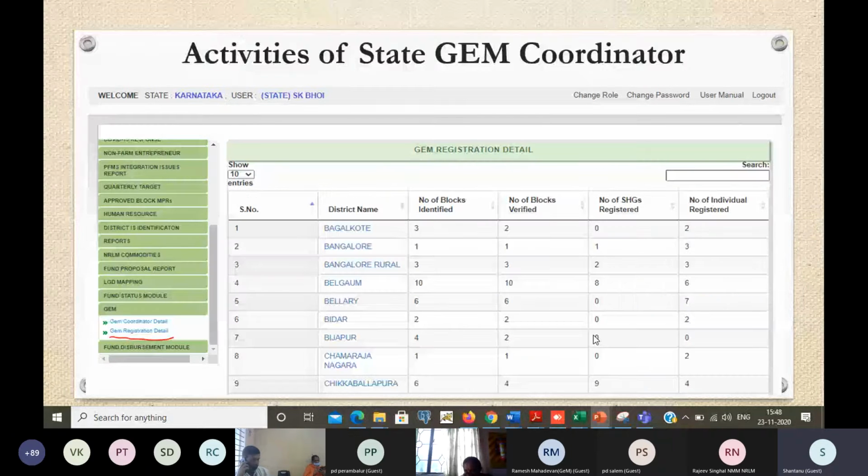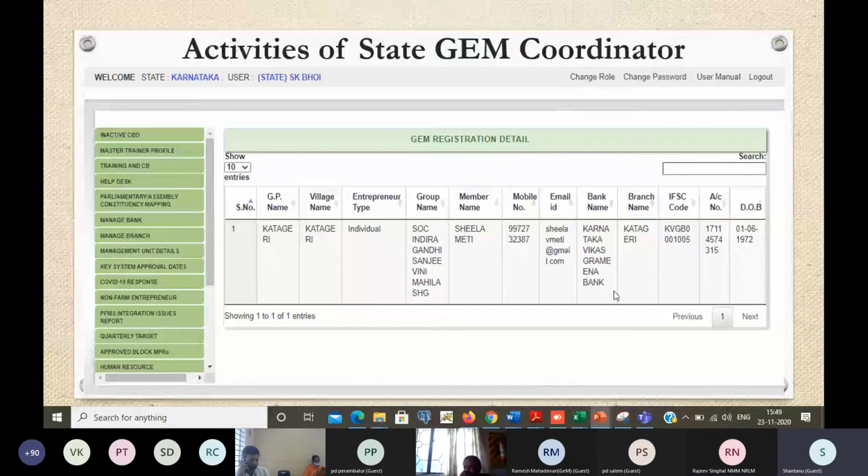Similarly, at the district level, the district GeM connector, these two options are there. You can see who functions as a GeM connector, and the details of the mobile number and the email ID, and whether it's verified or not verified, that can also be seen. And similarly here, he can see block wise how many SHGs or how many individual members are registered, and he can see the details also, by the district GeM coordinator.